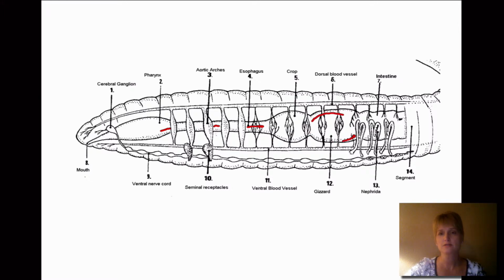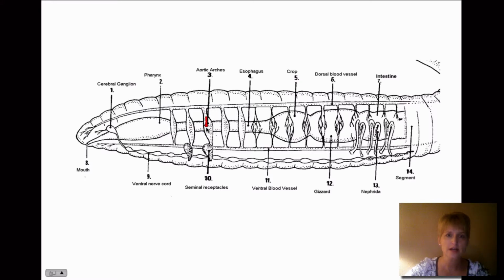And the gizzard right in here, this large region back here, the gizzard is going to really mix that around and start to pull out the nutrients from the dirt and the soil that the earthworm has ingested. And then that goes into the intestine and eventually moves out through the anus, which would be at the end of the worm.